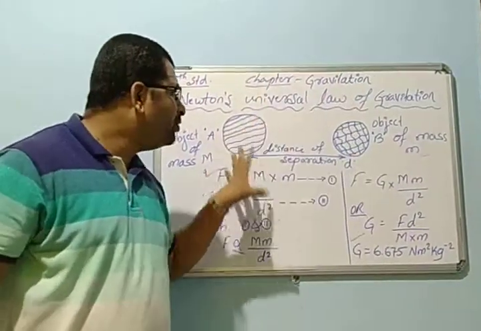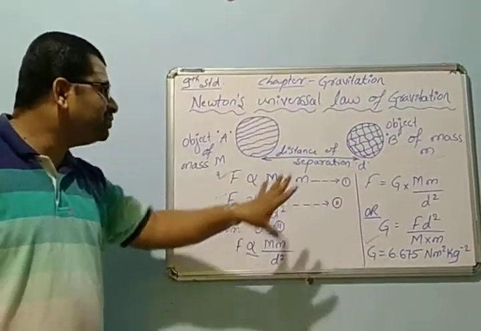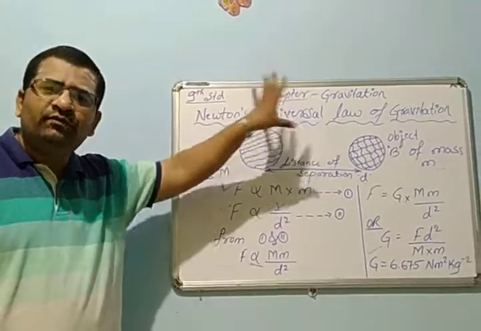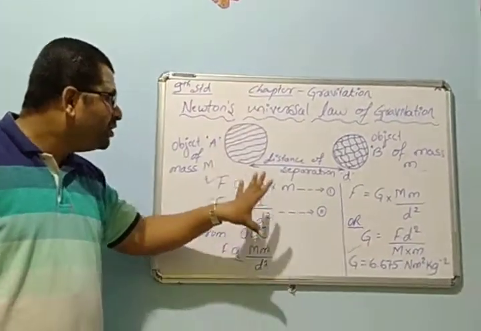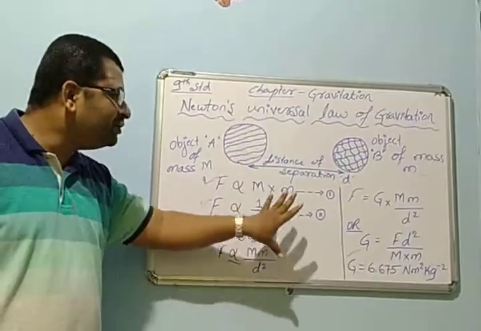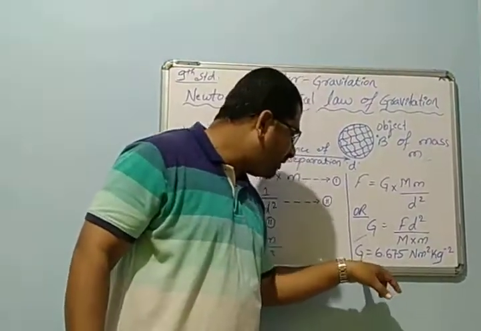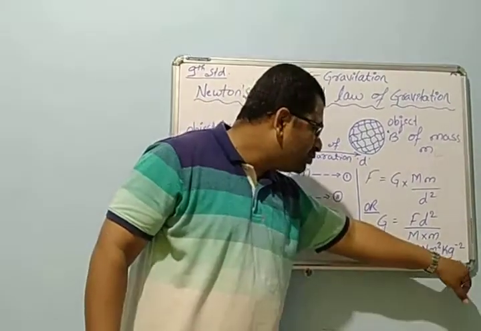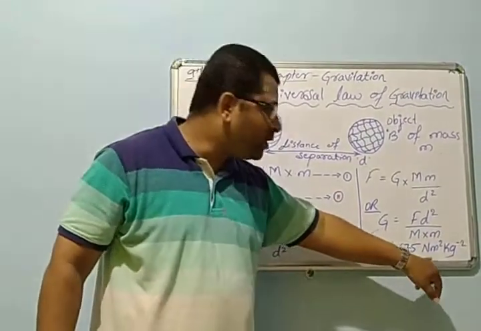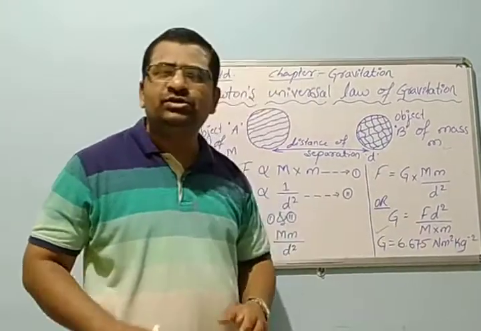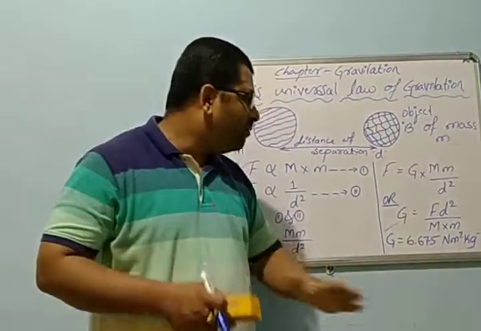Whatever the explanation, you have to write it down in your fair notebook, and you should be perfect with the statement and the derivation. And whatever the SI unit of capital G, the gravitational constant, this value and the SI unit you have to know by heart.